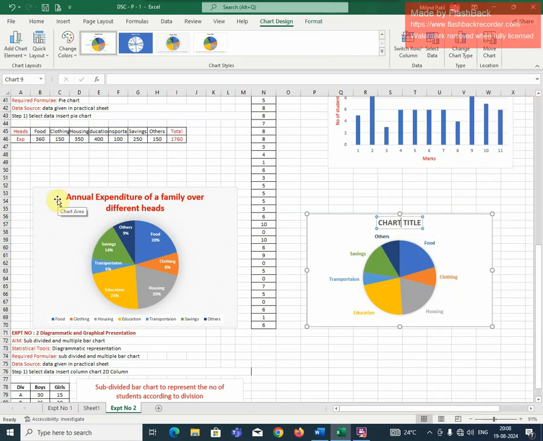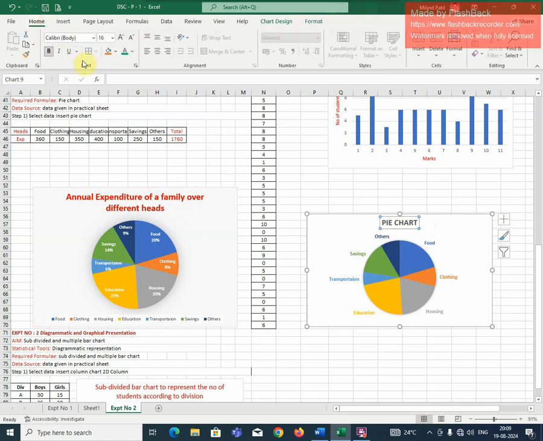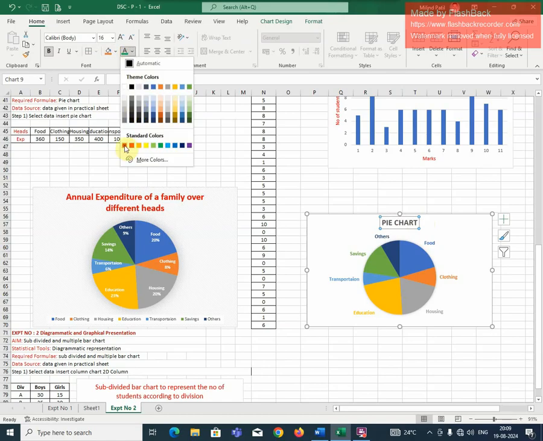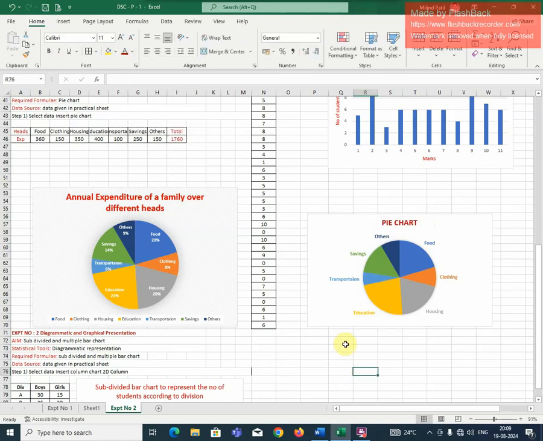Likewise, you can give the title as annual expenditure of a family over different heads. Otherwise, you can give the chart title as pie chart. But the best way is to give a title related to your example. So this is the annual expenditure of a family over different heads. See, this also looks very beautiful. At the same time, this is also important.